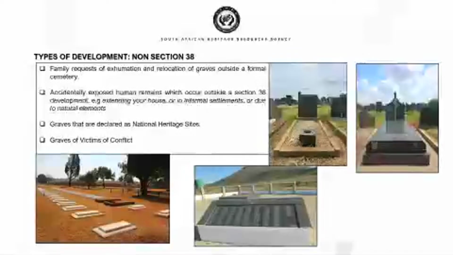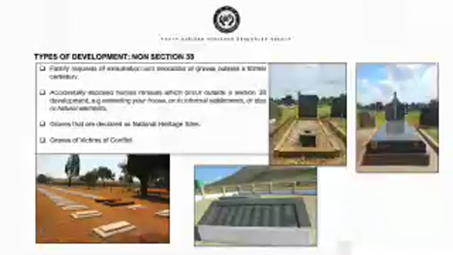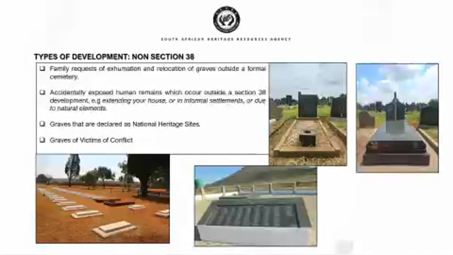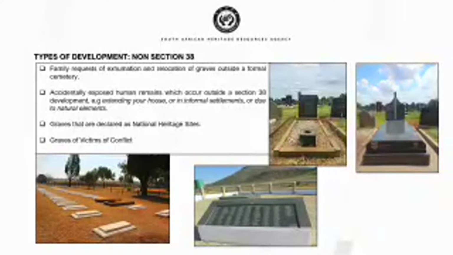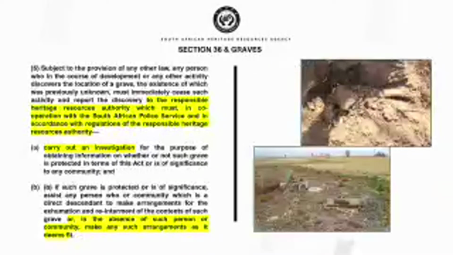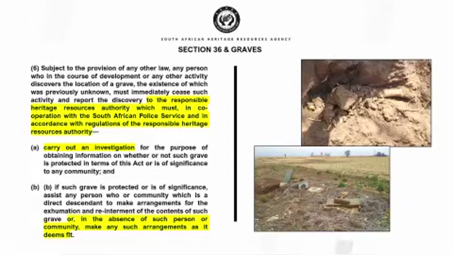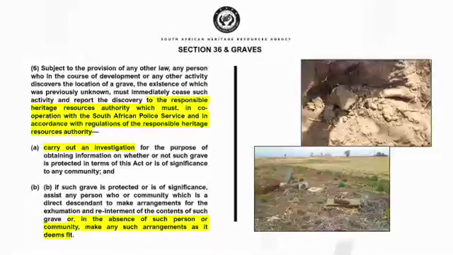And what are these developments that I talk about, which do not trigger Section 38 and would require the Development Applications Unit? You have family requests for exhumation and relocation, very, very important. This is a contributor. Then there are accidentally exposed human remains in an area that's outside a big development. Let's say, for example, I had a picture here. What you see on the top right hand side of the picture is in Hammanskraal, but it's in an informal settlement. These people moved into the area and started pitching the settlement. But this person wanted to build a house, and as they were digging, they came across human remains of a young girl. Those are the ones that you are seeing on the top.